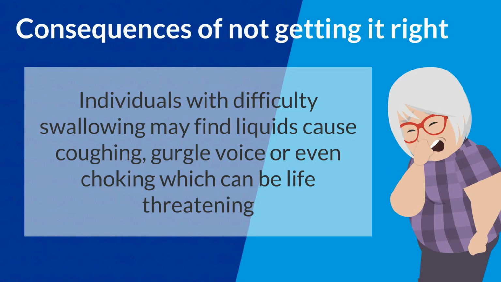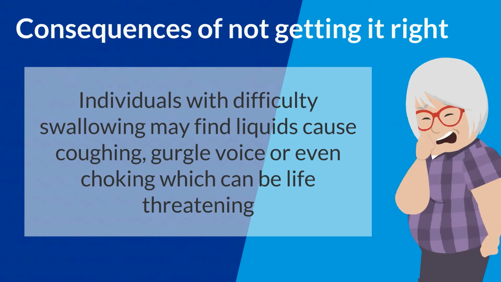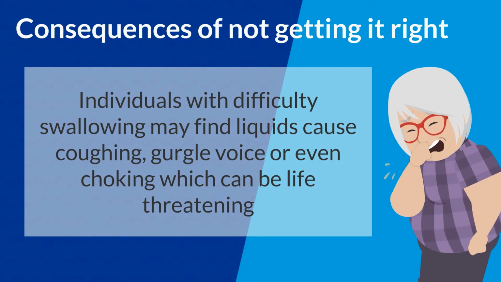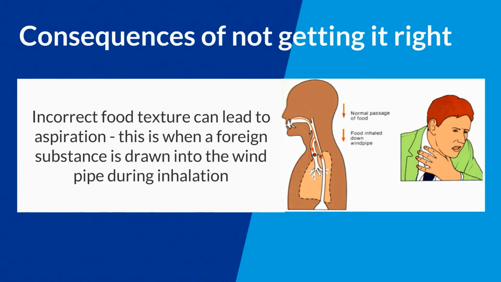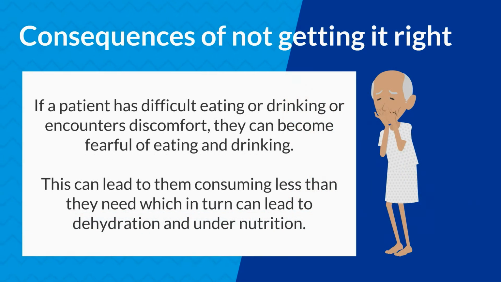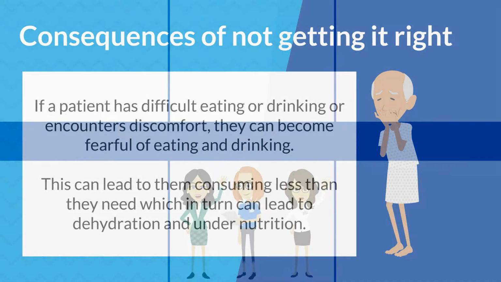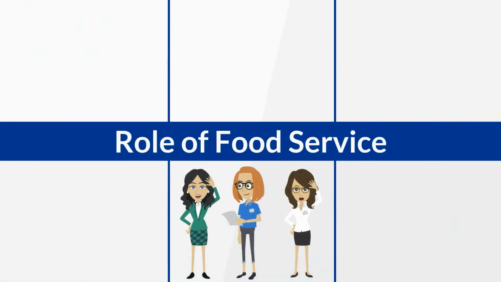So what are the consequences of not getting it right? Individuals with difficulty swallowing may find liquids cause coughing, gurgle voice, or even choking, which can be life-threatening. Incorrect food texture can lead to aspiration. This is when a foreign substance is drawn into the windpipe during inhalation. If a patient has difficulty eating or drinking or encounters discomfort, they can become fearful of eating and drinking. This can end up with them consuming less than they need, and this in turn can lead to dehydration and undernutrition. So let's have a look at the role of food services.